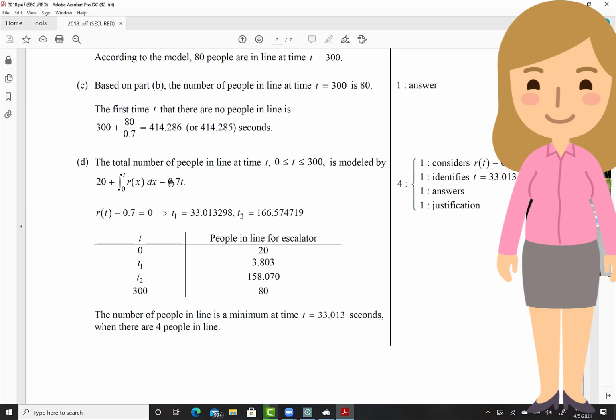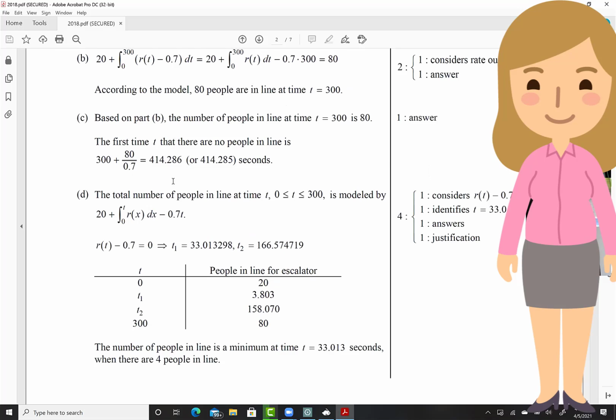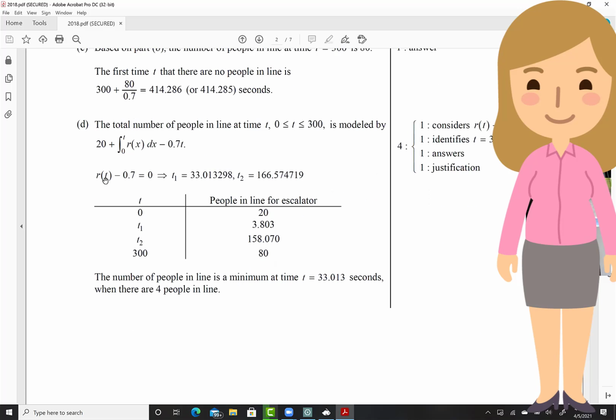Look, now they're doing the algebra, the 0.7t. Over here, they didn't. And they got 2 values. R(t) minus 0.7 is 0 at 33.0132, just like we did, and 166.5747. Notice that they calculated the t2. You do not have to. If you want to, go ahead. But I would just write, it's a max, so why waste time? So I would not do it.